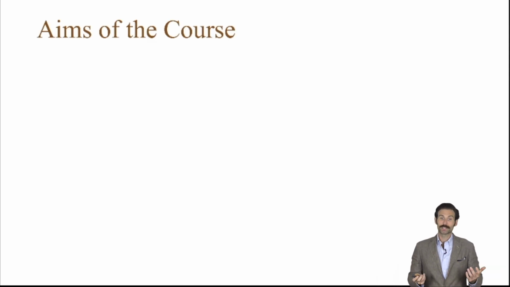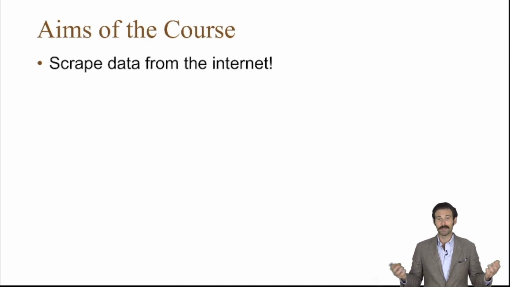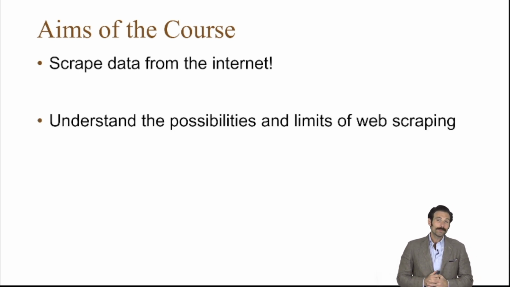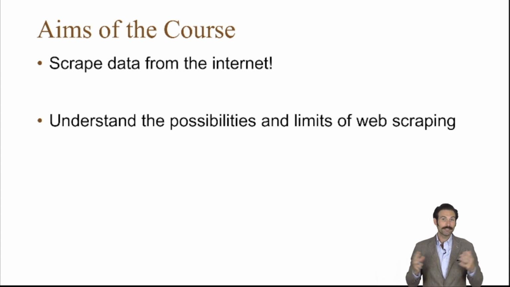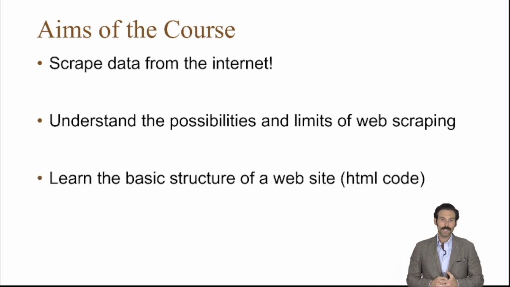So let's talk about the course aims. The first and primary aim, obviously, is to scrape data from the internet. But we'll also need to understand the possibilities and limits of web scraping. Not everything on the internet can be scraped, and we'll talk a little bit more about what is possible in this lecture. We'll also learn the basic structure of a website when it comes to HTML code.